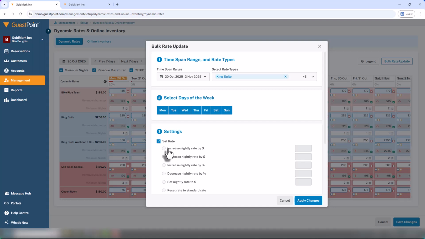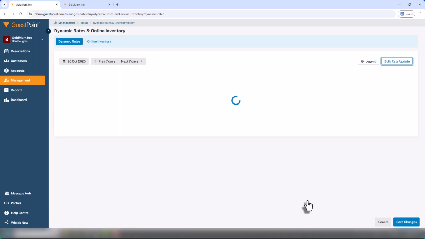I can increase my nightly rate by a dollar amount. I can decrease my nightly rate by a dollar amount. I can do the same by a percentage, either up or down. I can just set a nightly rate, or I can reset the rate to standard. If you've been making a lot of changes in your property management system and you're a bit all over the place, you might just select reset rate to standard and apply changes and just bring everything back to square one.